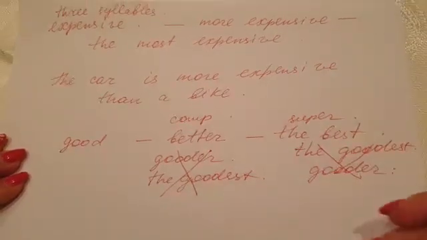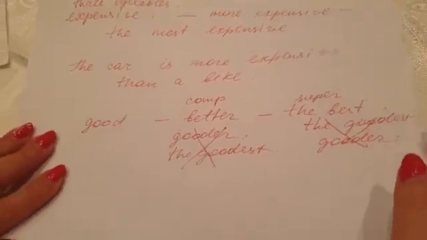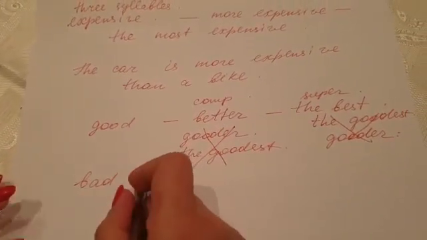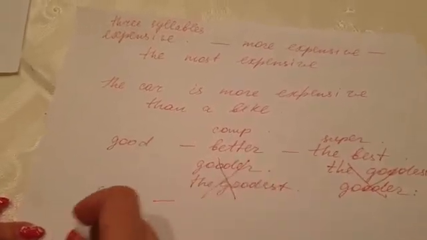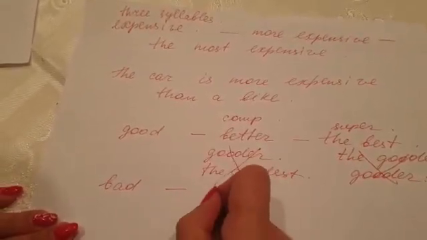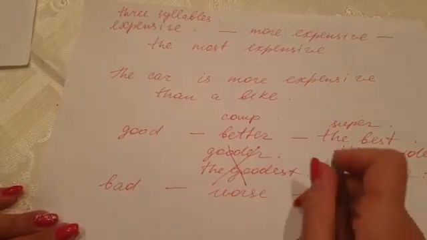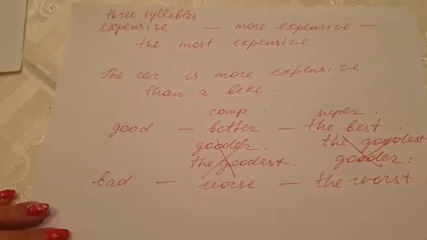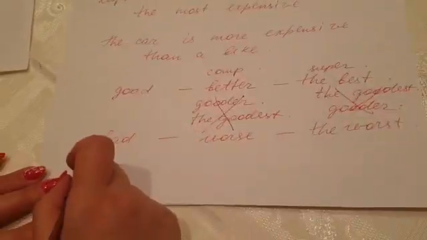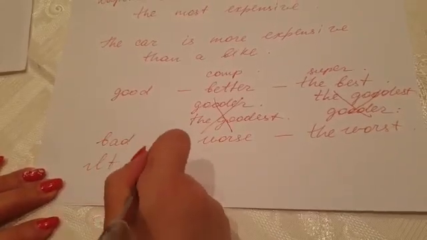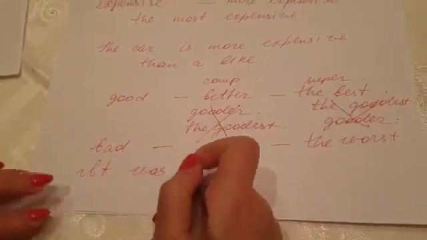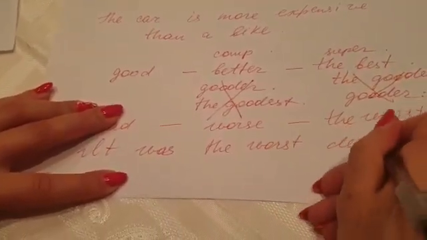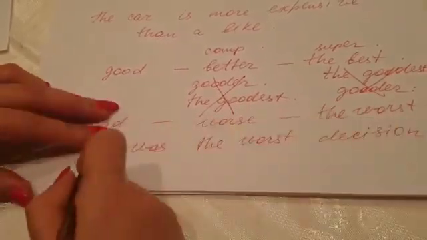It's not right. Now, remember this exception and the other common word that we often use in our speech, bad. In comparative degree it will be worse. In superlative degree, the worst. For example, in the sentence, we will use this word. It was the worst decision she had.